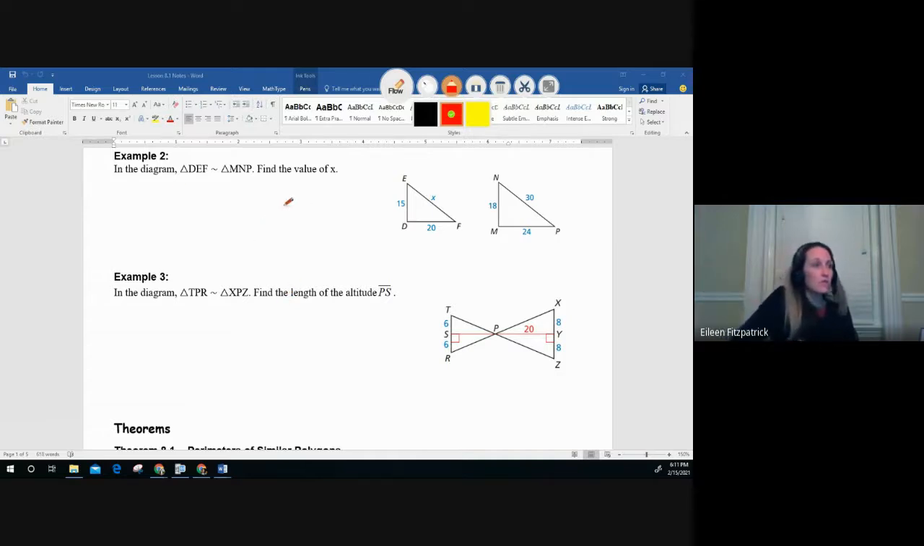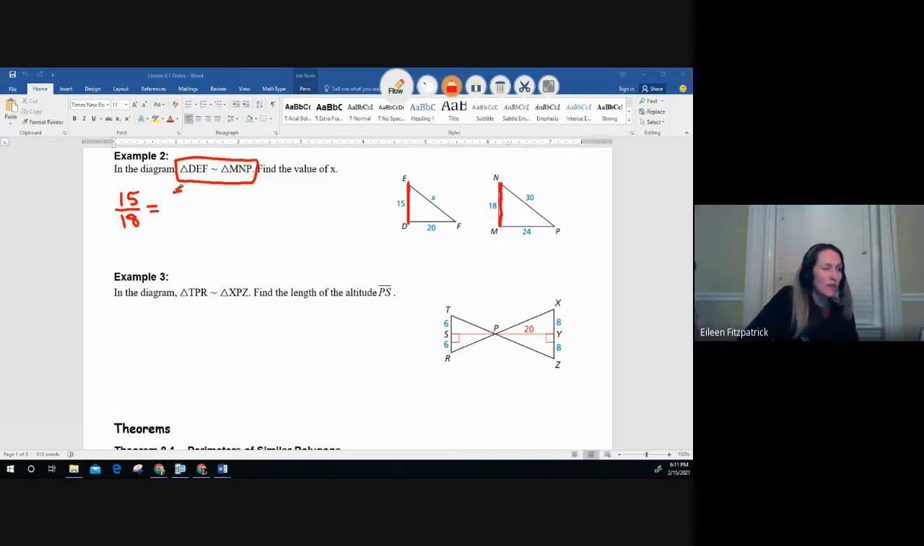Since you're told that the 2 triangles are congruent, that means that side DE, which is labeled as 15, the first and second letter, maps onto and matches with this side here, which is 18. So I can just set up 15 over 18 and simplify to get my scale factor. Both are divisible by 3, 5 over 6. My scale factor is 5 over 6.